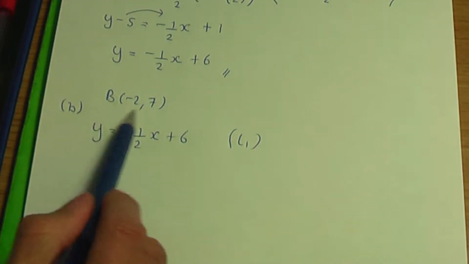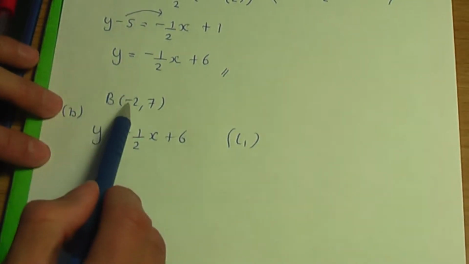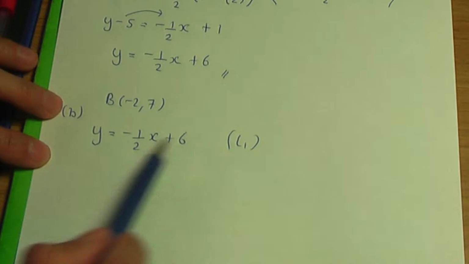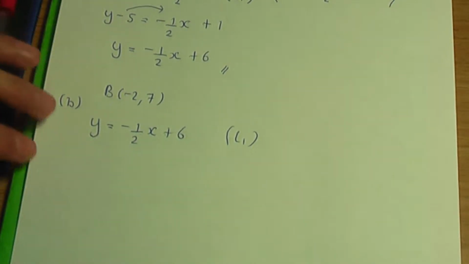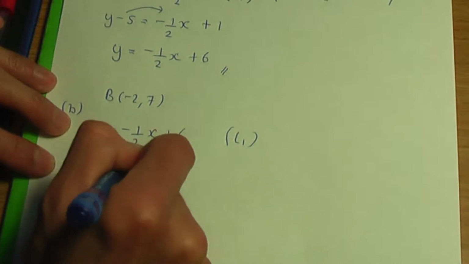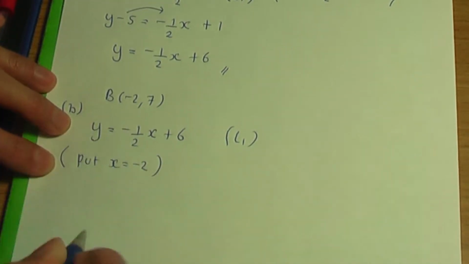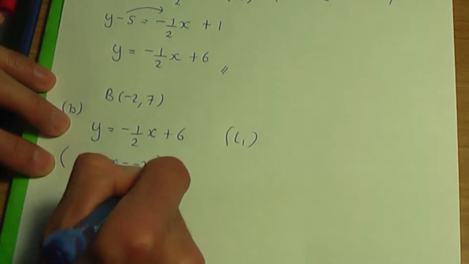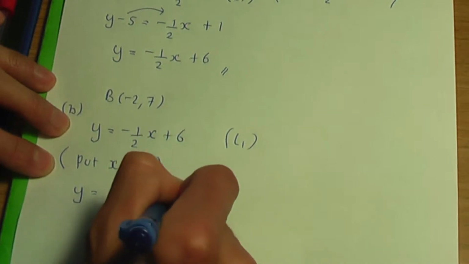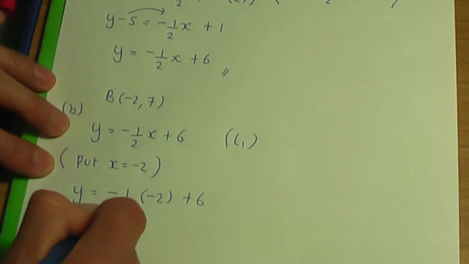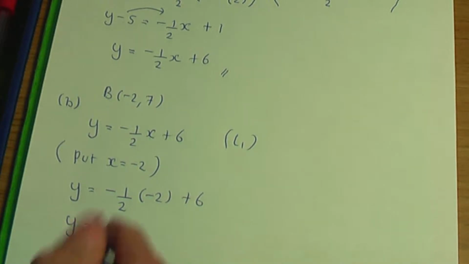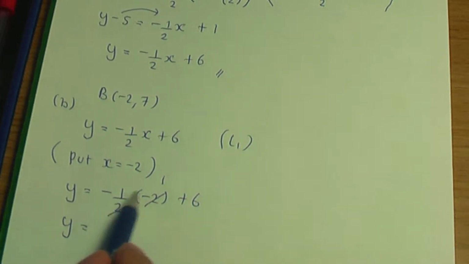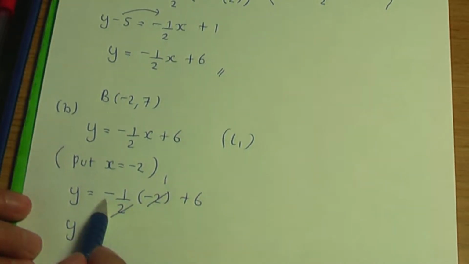So in order to prove whether this point lies on the line, let me put the x coordinate into the given equation and let's check whether we get the corresponding y coordinate of 7. So let me put x equals minus 2. And let's see whether the answer corresponds to 7. So y will be minus half x replaced by minus 2 plus 6. And as you can see, the 2 will cancel with the 2 once. And minus 1 times another minus 1 is plus 1.